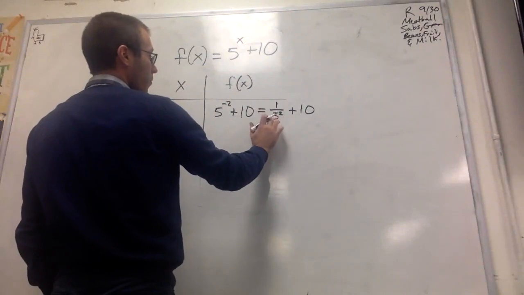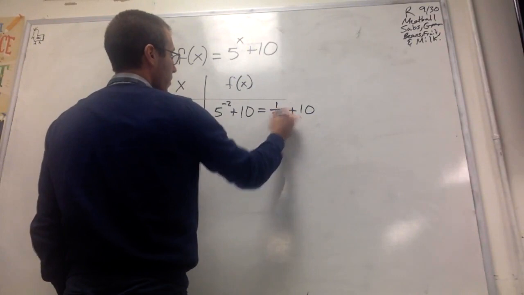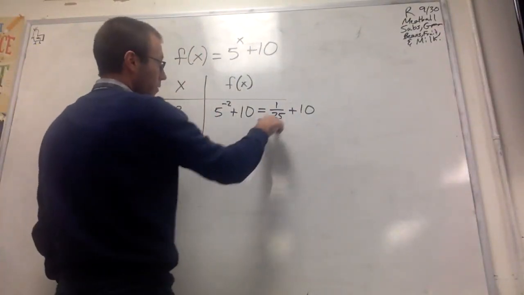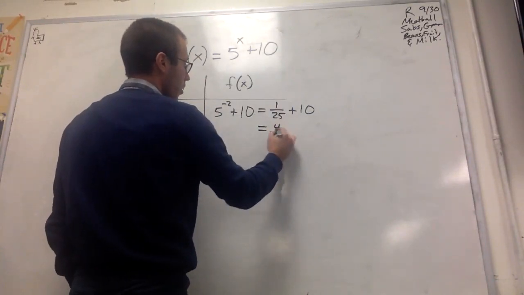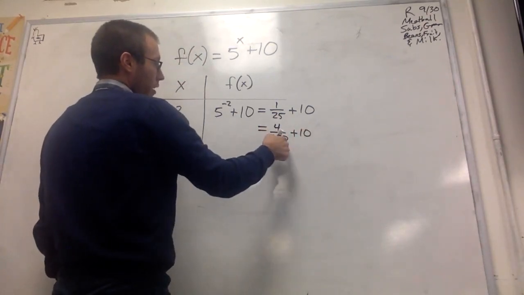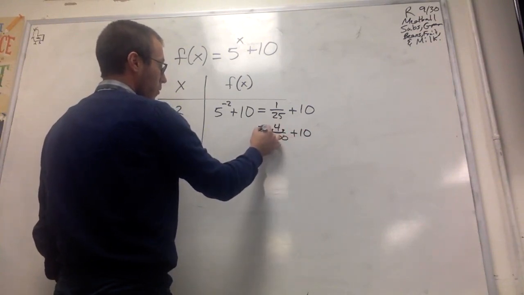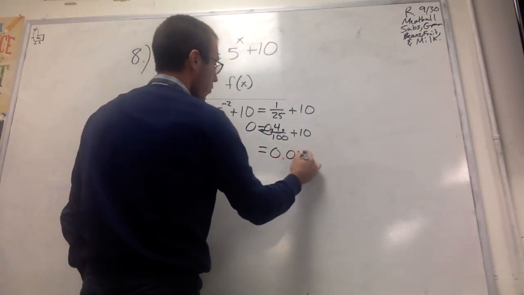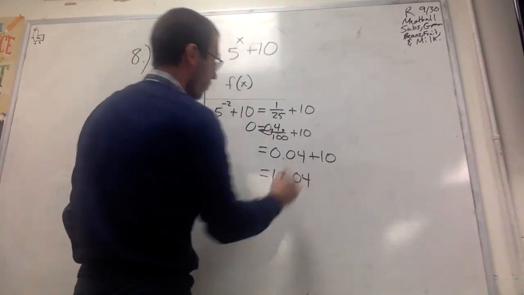1 over 5 squared is 1 over 25. I don't have a calculator, so I'm going to rewrite this again. If I multiply the denominator by 4, I have to multiply the numerator by 4. So I get 4 over 100 plus 10. This means I move the decimal over 2 to the left, so I get 0.04. So it's 0.04 plus 10, in other words, 10.04.